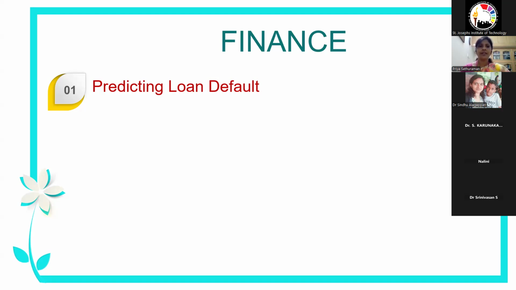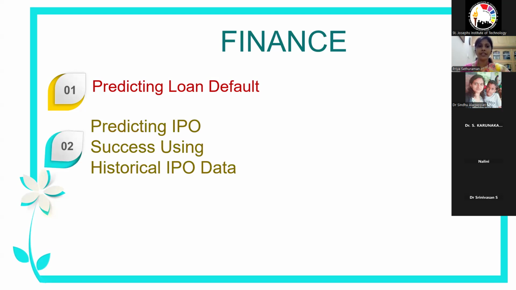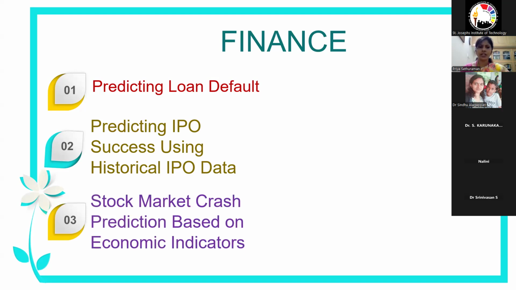Okay, so the next example under finance: you can predict the IPO success using the historical IPO data. So how a particular company's IPO will be successful in the near future using their earlier data. Okay. Next, very frequently used is the stock market crash prediction based on economic indicators, and also news sentiments.